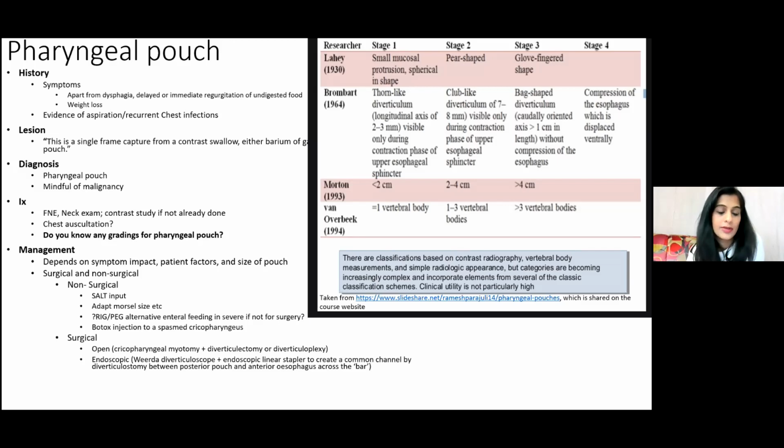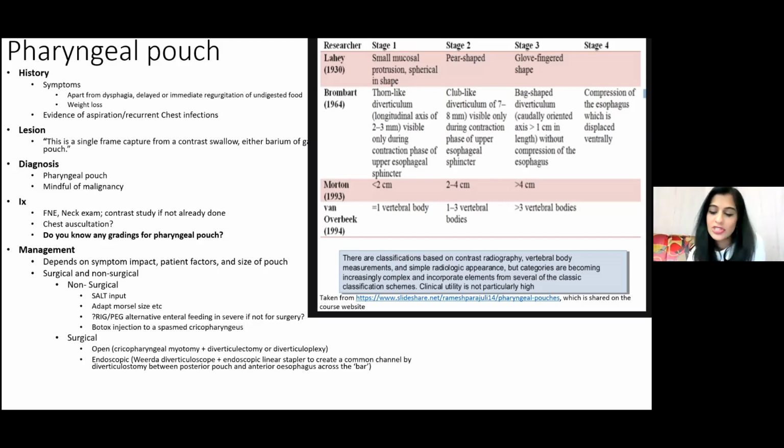In open pharyngeal pouch surgery, you achieve a cricopharyngeal myotomy, and then you do either a diverticulectomy or a diverticulopexy to stop the pouch being something that food can go into. Or there's endoscopic, which perhaps most of us are familiar with, where you use a diverticuloscope and then an endoscopic linear stapler, and you use that linear stapler to do a diverticulostomy between the posterior pouch and the anterior esophagus across that bar of tissue that you're seeing, which is the cricopharyngeus.